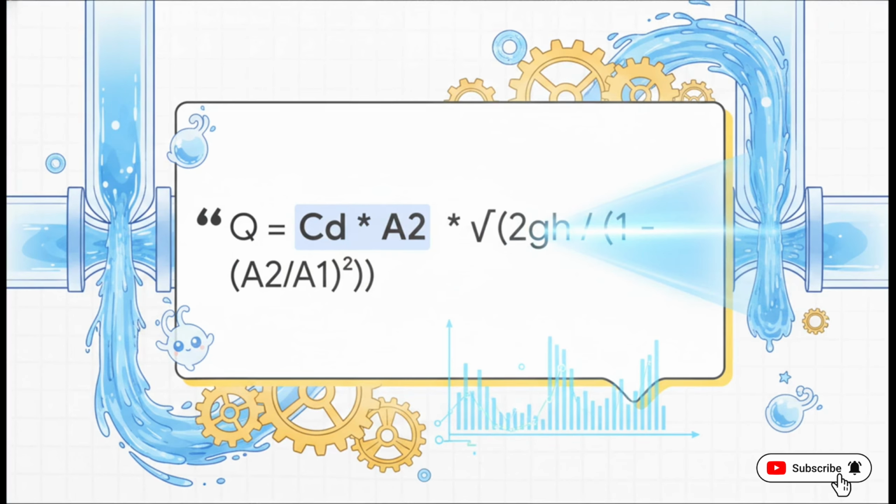So, after doing a bit of algebra, substituting the velocity, and tossing in a coefficient to account for minor real-world energy losses, we land right here. This beautiful, highly accurate final discharge equation. Q, the flow rate, becomes perfectly predictable.